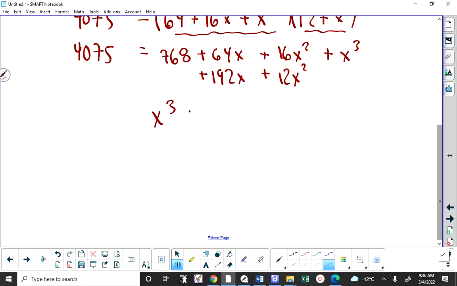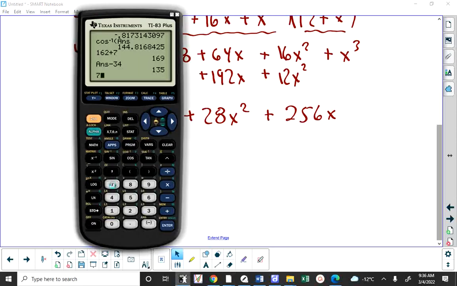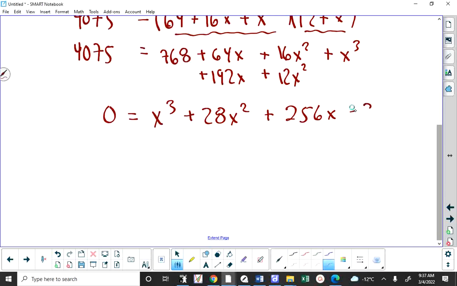What do I have for x squared? It's plus 28x squared. Then I have plus, I want to say 256x, but can somebody just help me out with that? Good. Plus the 768 minus the 4075. Which gives me negative 3307.